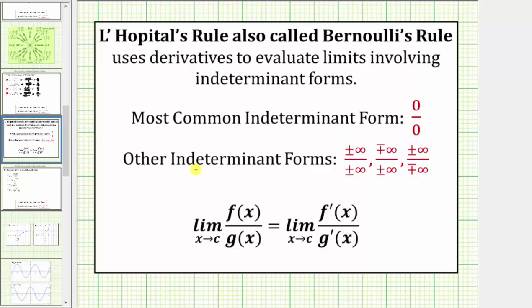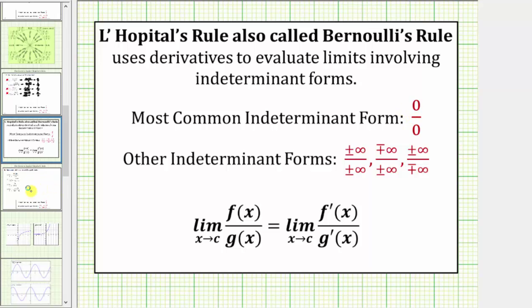However, if a limit fits any of these indeterminate forms, L'Hopital's rule does apply, which states the limit as x approaches c of f of x divided by g of x equals the limit as x approaches c of f prime of x divided by g prime of x. And the idea is this limit will be easier to evaluate than the original limit. But again, we can only apply L'Hopital's rule if the limit is in one of these indeterminate forms. If it's not in one of these forms, we cannot apply L'Hopital's rule.